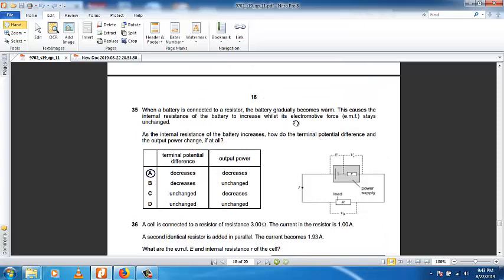When a battery is connected to a resistor, the battery gradually becomes warm. This causes the internal resistance of the battery to increase while the electromotive force stays unchanged. How do the terminal potential difference and output power change, if at all? That's quite simple: if the internal resistance increases, the drop across the internal resistor would be more, so the terminal potential difference would become low. If the terminal potential difference decreases, the output power decreases.